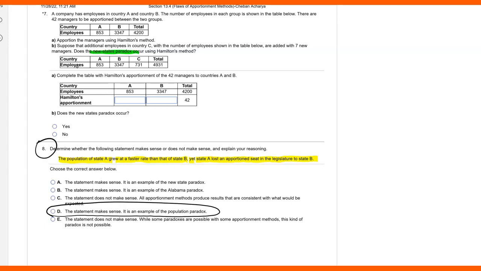That's all about this section 13.4, the flaws of the Hamilton method, pretty much. Okay, thank you.